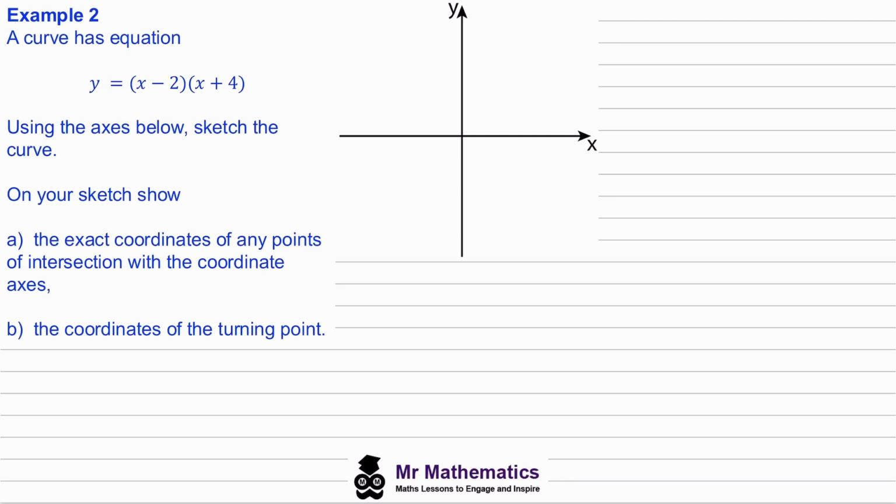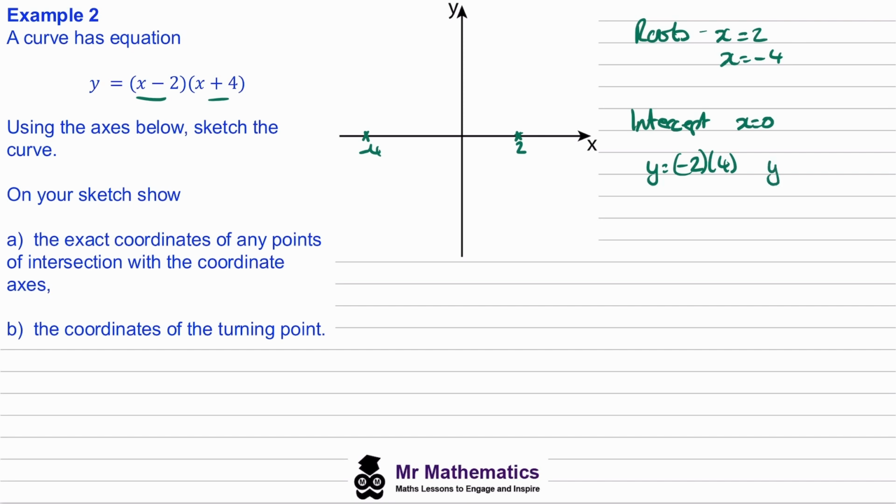Okay, so I'll come back if you had a go. So the roots will be when each of these brackets equals 0. So x will equal 2 and x will equal negative 4. So we'll have negative 4, positive 2. The intercept, this is when x equals 0. So we'll have -2 multiplied by +4. Y will equal -8. So a graph would look something like this.